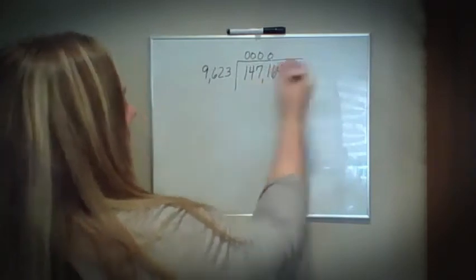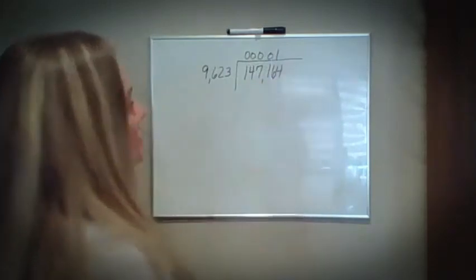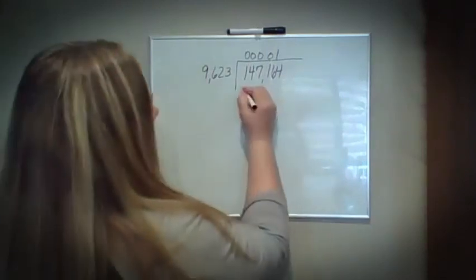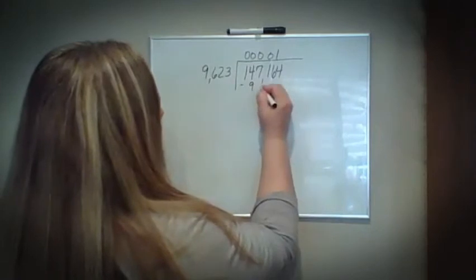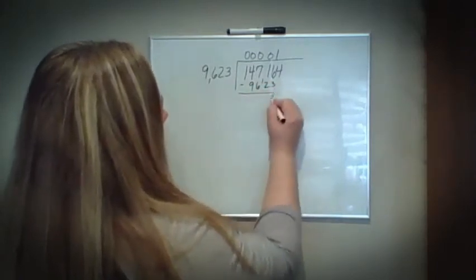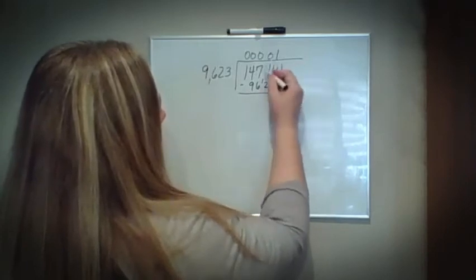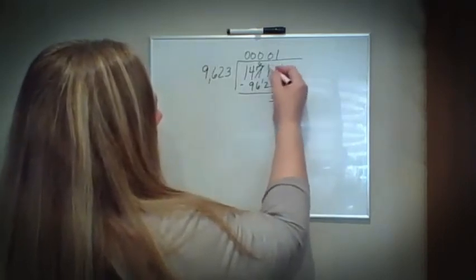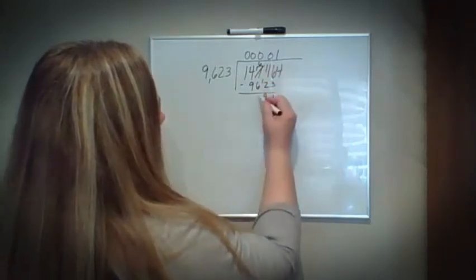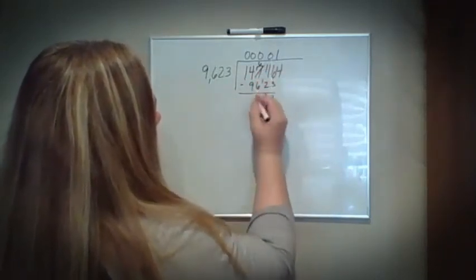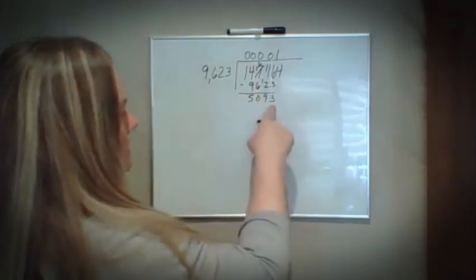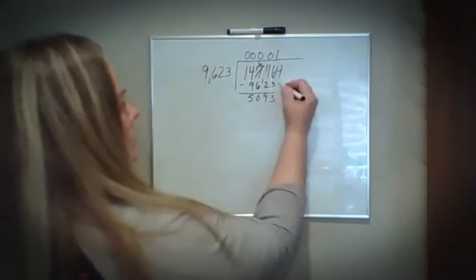Now I'm looking at 14,716. And I'm going to say that it's probably going to go in there just once because times 2 would be 18. That would be too much. So I'm going to subtract 9,623. 6 minus 3 is 3. 2 cannot come from 1, so I have to regroup. 11 minus 2 is 9. 6 minus 6 is 0. 14 minus 9 is 5. Now, before I move on, this is less than this, so I know I can move on.